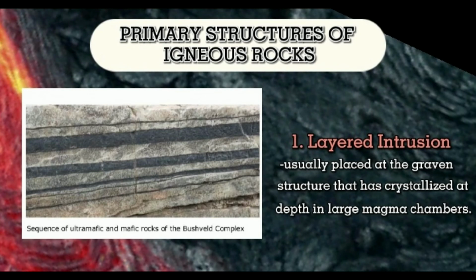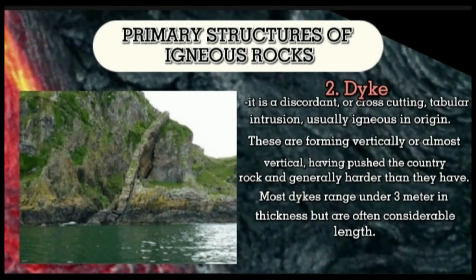Primary structures of igneous rocks. Layered intrusion, usually placed as a graven structure, has crystallized at depth in large magma chambers. Dike. It is a discordant or cross-cutting tabular intrusion, usually igneous in origin. These form vertically or almost vertically, having pushed aside the country rock, and are generally harder than it. Most dikes are under 3 meters in thickness but are often of considerable length.